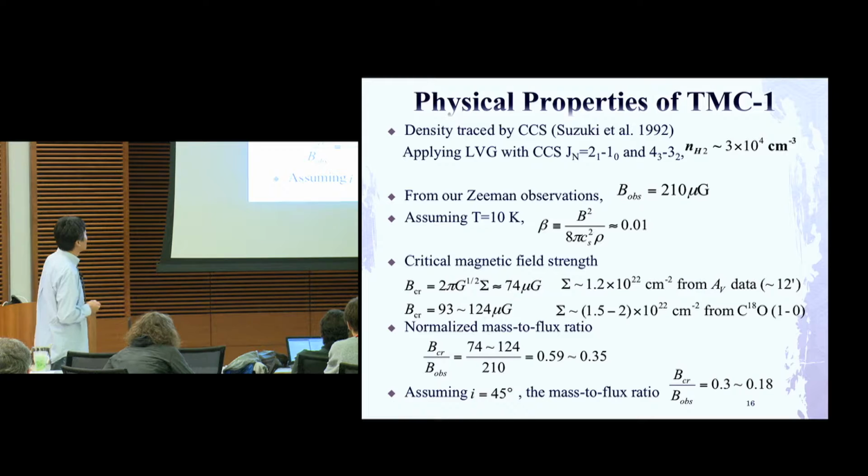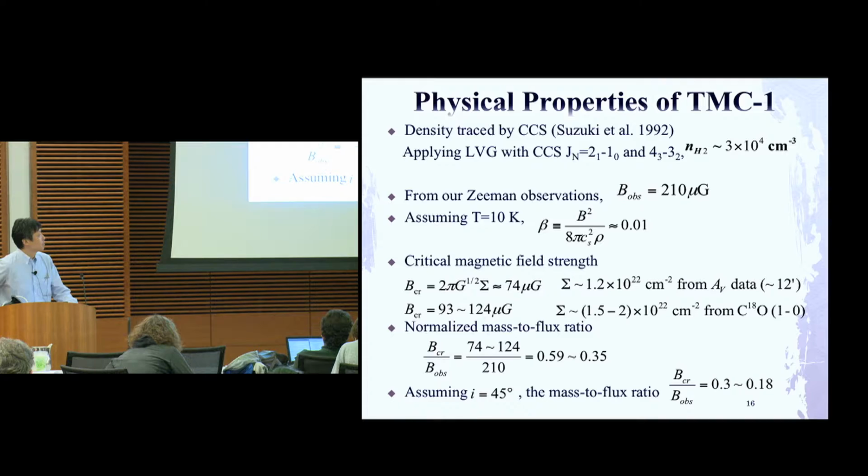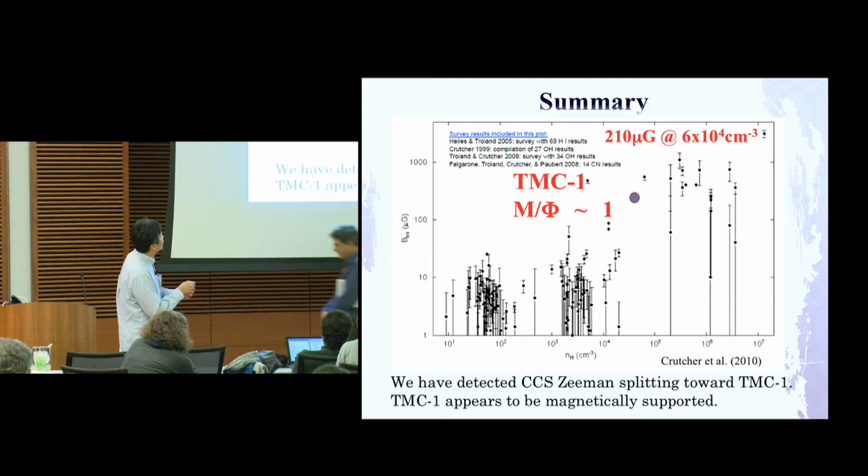Estimating the column density from the AV map and C18O data, we obtained a critical magnetic field strength of the order of 100 microgauss. That indicates the normalized mass flux ratio of TMC1 is about 0.5 for the line of sight component. So we conclude that TMC1 is magnetically subcritical. And if we plot our observation point in the Crutcher diagram here, our point is here. Okay, I'll stop here, thank you.